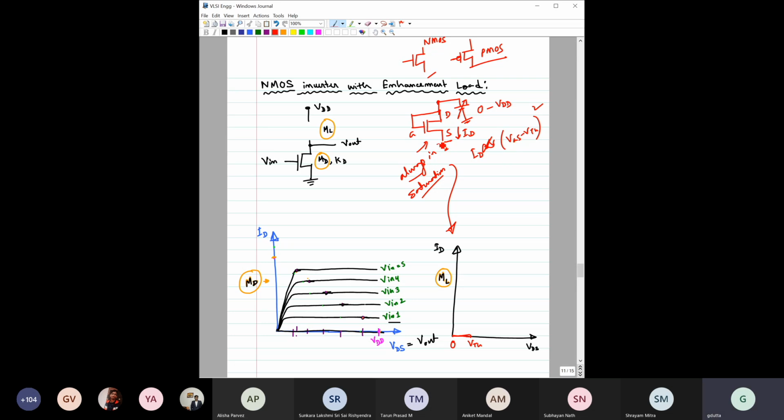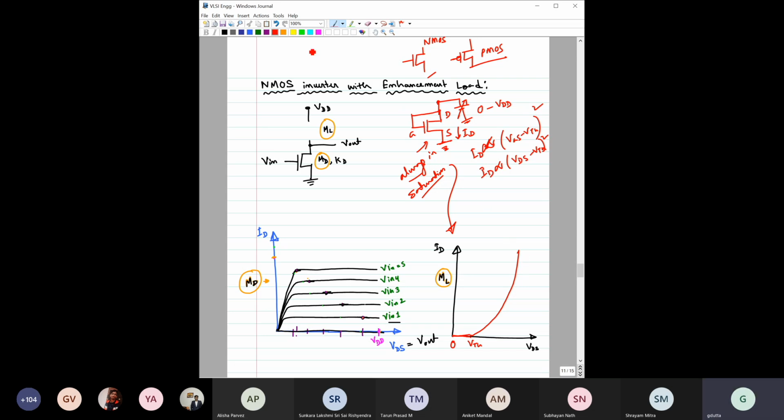What is VGS here? VGS is exactly VDS, because G is equal to D, right? So basically ID is proportional to VDS minus VTH square. So from here to here it will be 0. Then after that it will follow this square law, so it will probably look something like this. Is it clear that the characteristics will be like this?